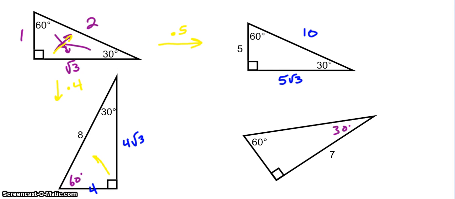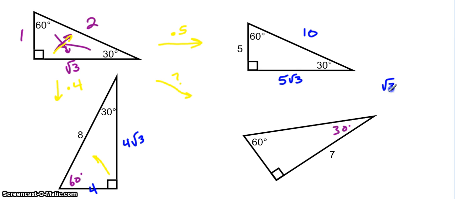Let's look at this last one. This 7 corresponds to the square root of 3 side. Now how do you get from the square root of 3 to a 7? I'm really not sure what you have to multiply by to do that. So we'll have to set up a full proportionality ratio to figure this out. So square root of 3 to 7.